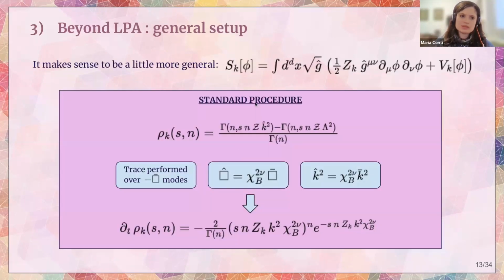So what would be the standard procedure in this sense? Well, you take this effective action, you plug it into your one loop RG flow equation, where you study this family of cutoffs, where you have to remember that the trace must be performed over the modes of the background, where you remember that these box operators are related to one another through this relation, which leads you to this relation regarding the momenta. Great.